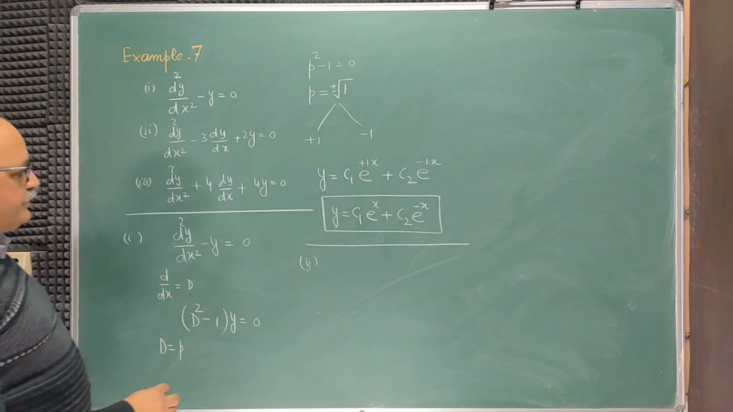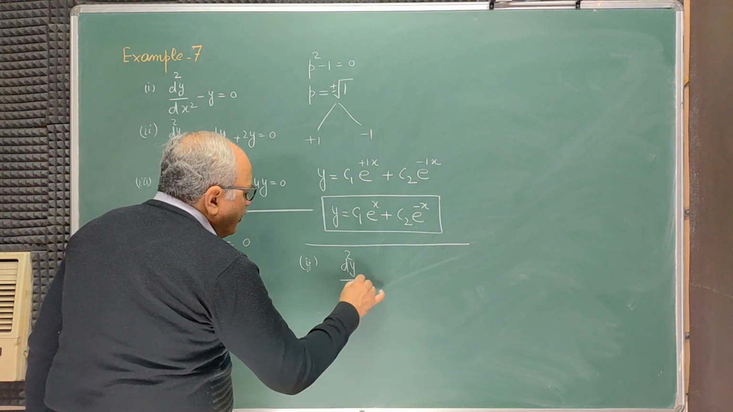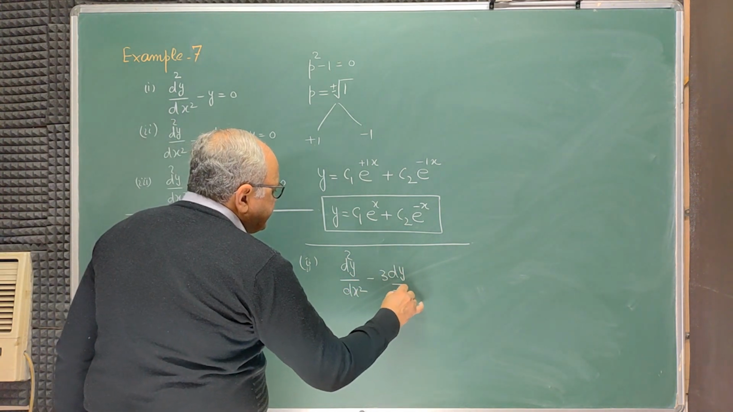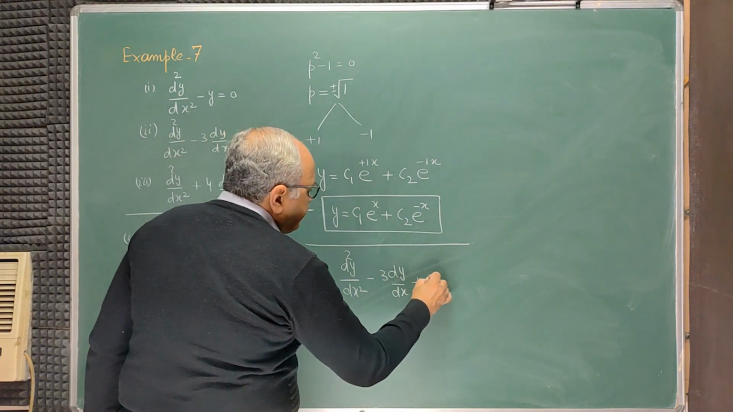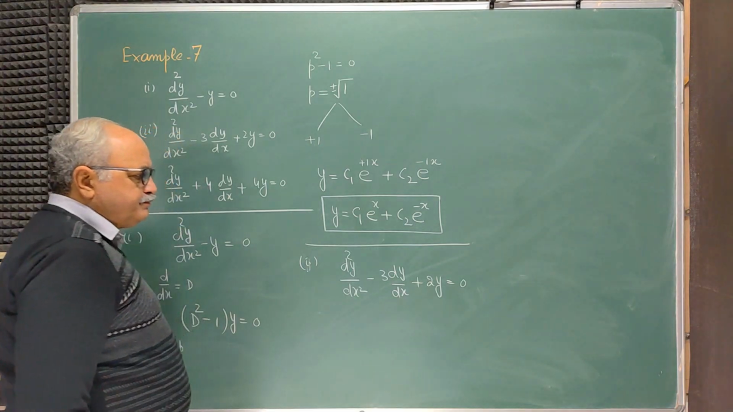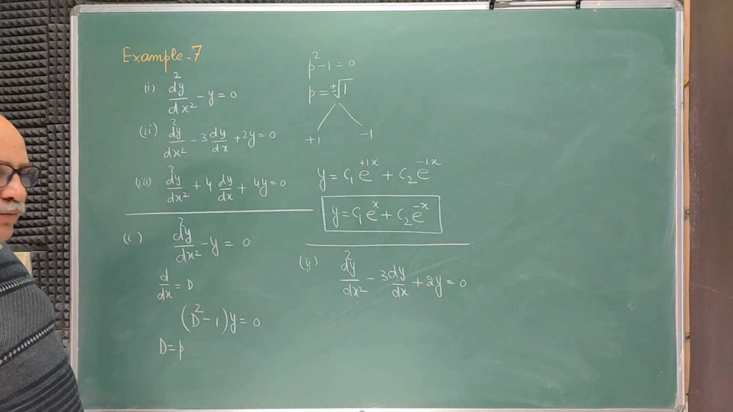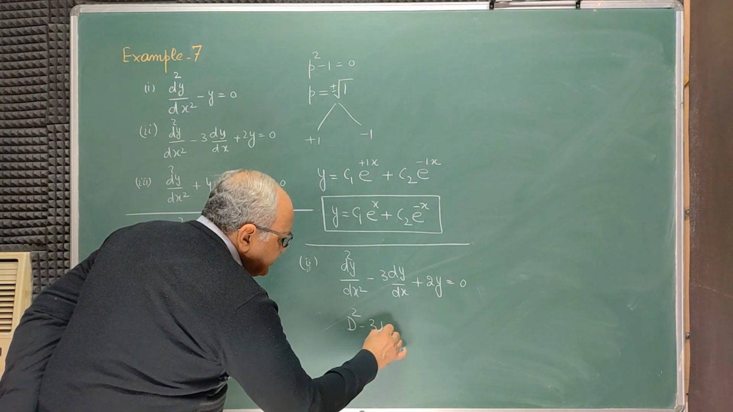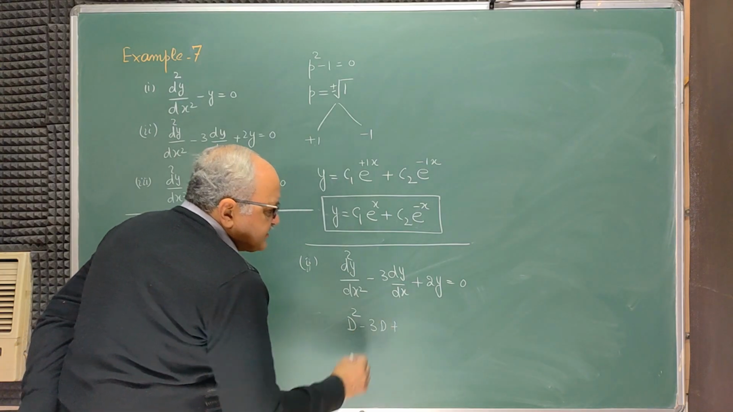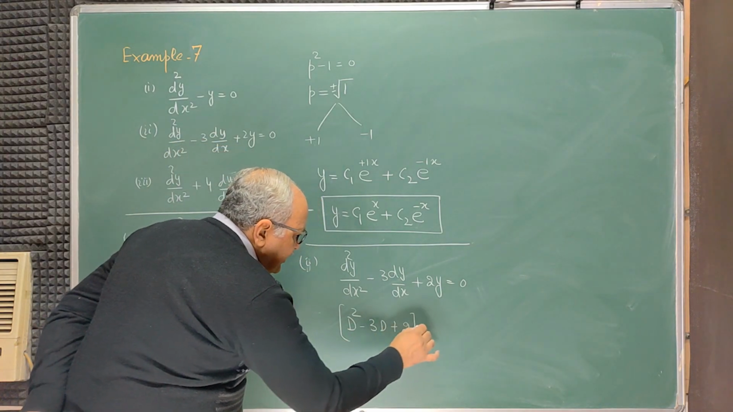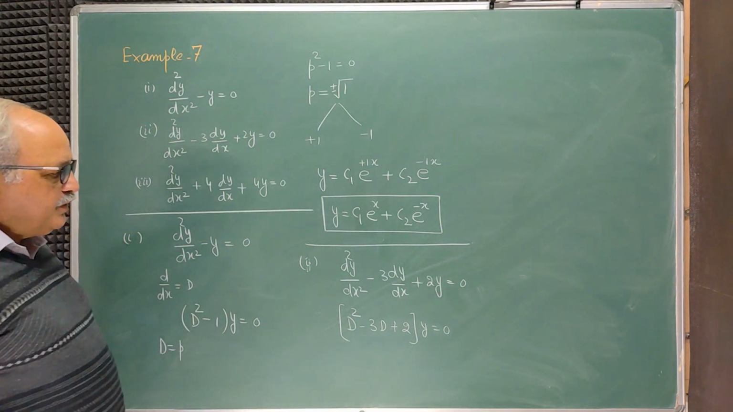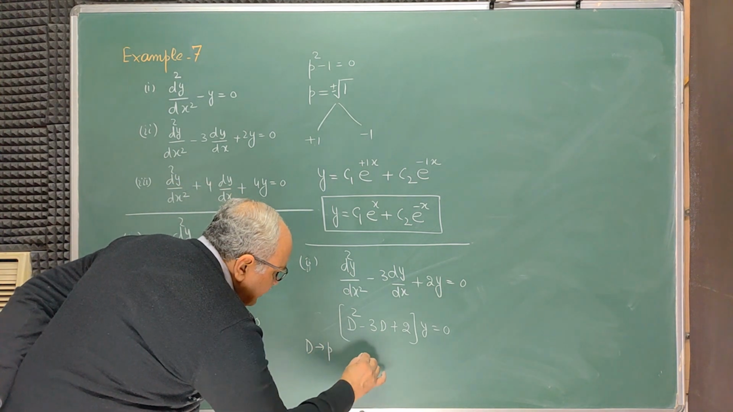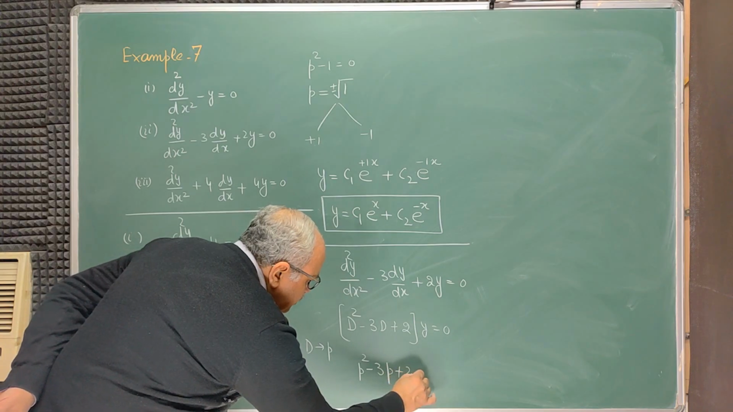The second equation is d square y over dx square minus 3 dy by dx plus 2y equals 0. So once again, first of all get the operator equation. The operator equation here will be (D square minus 3D plus 2) operated on y equals 0. So the auxiliary equation, where I am replacing D by p, the quadratic equation will be p square minus 3p plus 2 equals 0.